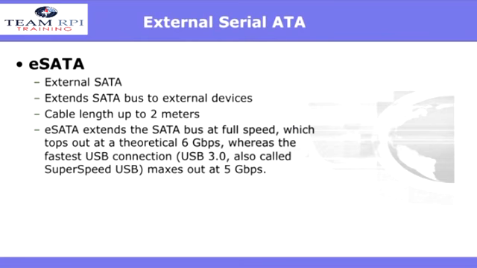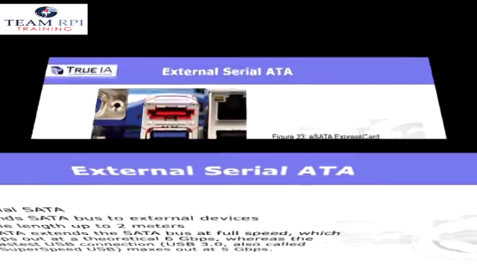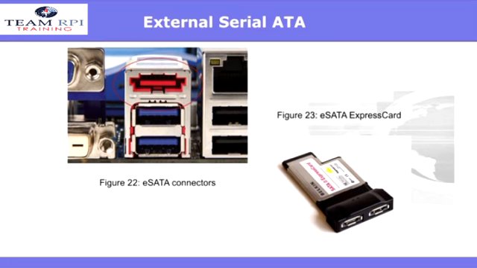Next, we have eSATA, or external SATA. It extends the SATA bus to external drives. Theoretically, they have transfer speeds up to about 6 gigabits, but in today's USB 3.0s, you max out right around 5. Here's a look at an eSATA connector on the back of a motherboard, or you might have what was referred to as an eSATA Express card.